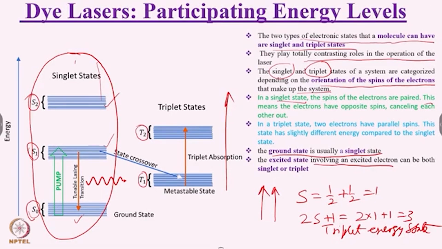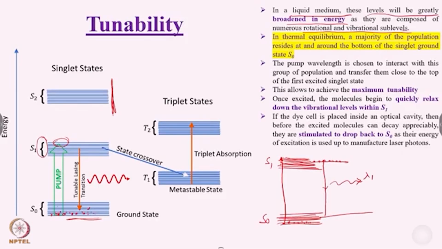Another molecule will come down from this state to, say, the next vibrational state, emitting a spontaneously emitted photon at a wavelength lambda 2. Another molecule from here may actually come down to another vibrational level, emitting a third photon at a wavelength lambda 3.